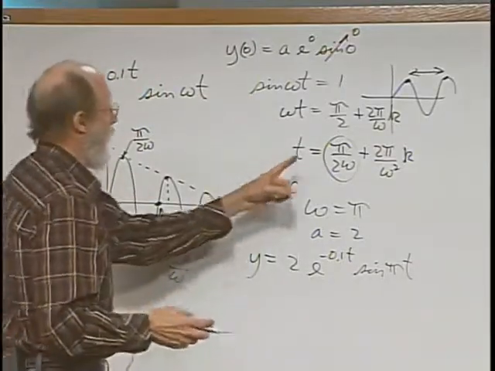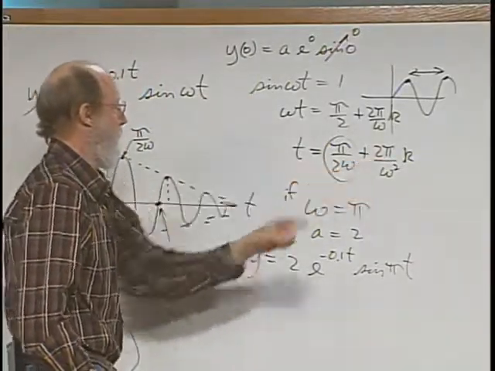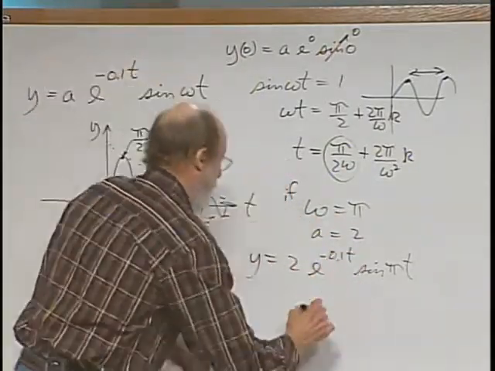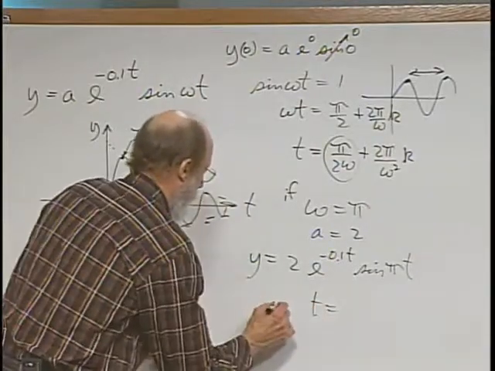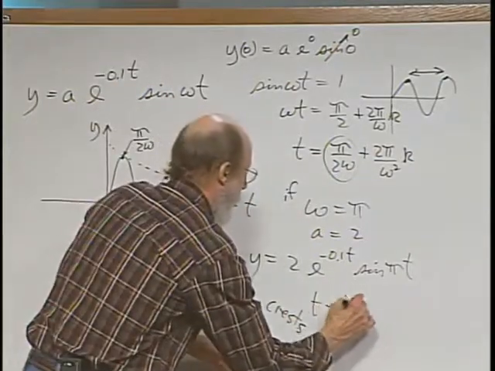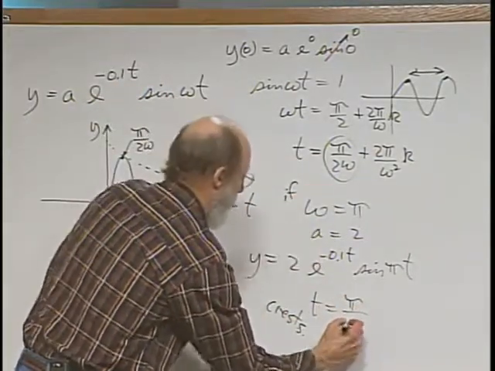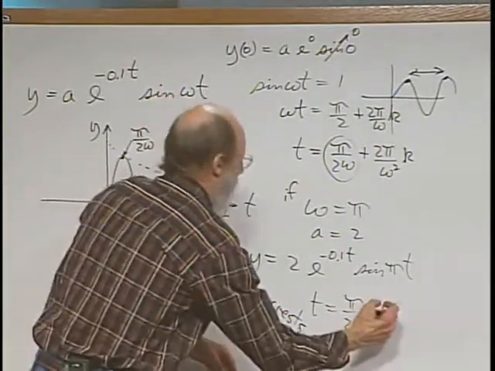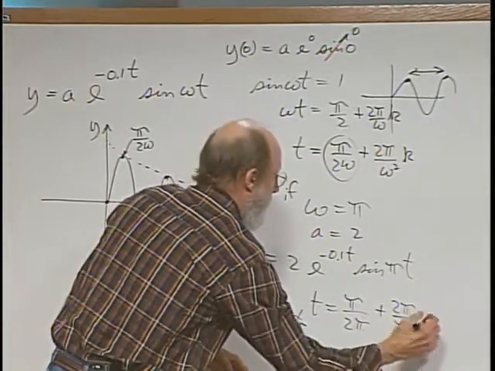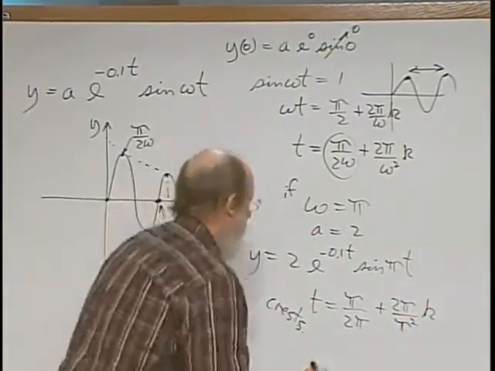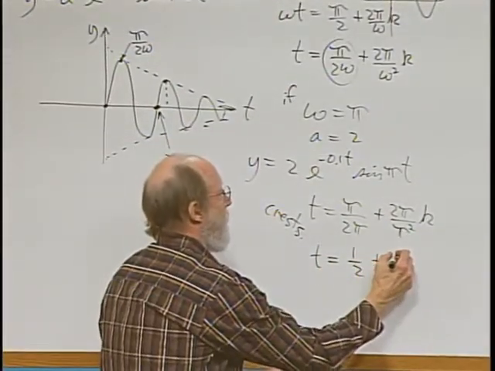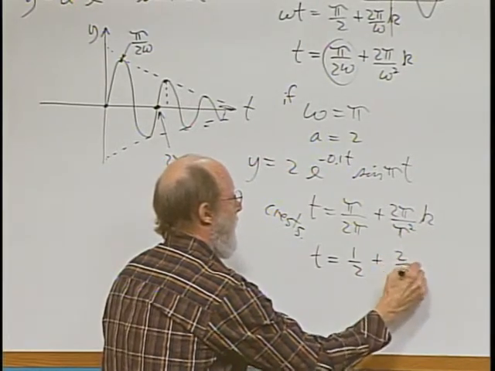So what I want to spot check is the calculation that we did up here previously. If we use our omega value of pi, then the places where the crests occur would be at pi over 2 times our omega, and I believe that this is going to be correct, over pi squared times k. And so we clean that up, and a crest will be occurring at a half a second. And then it should be occurring at 2 over pi.